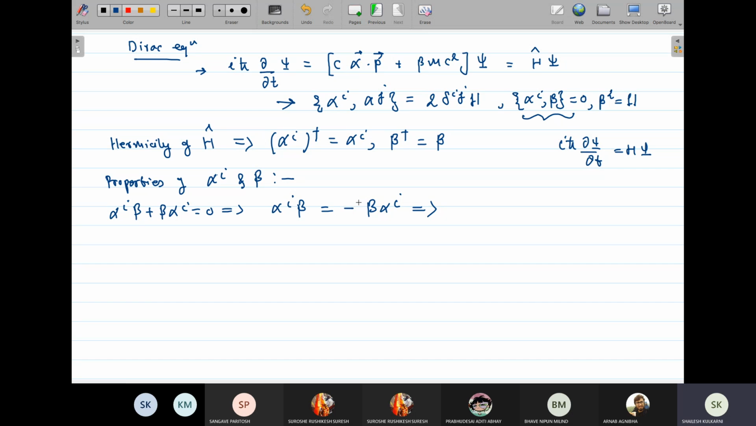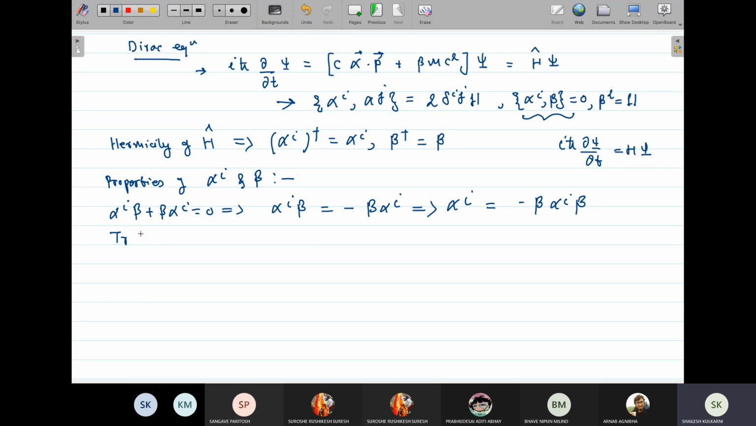Suppose I multiply this relation from the right by beta. I will get alpha i and I will get beta square, but beta square is 1. So alpha i times identity is alpha i. So alpha i equal to minus beta alpha i beta. Agree? Clear?